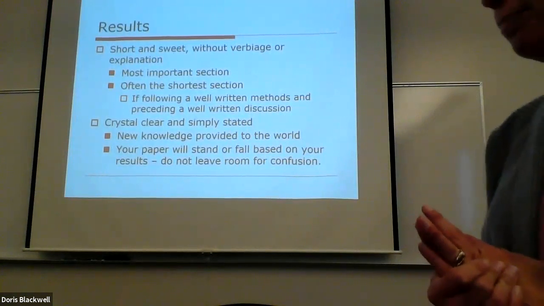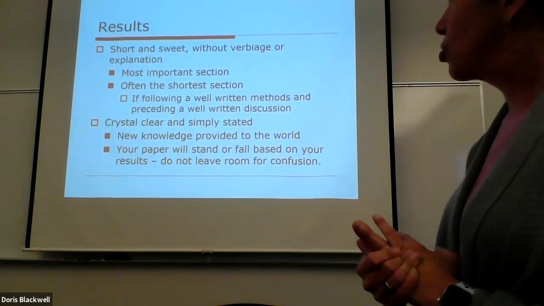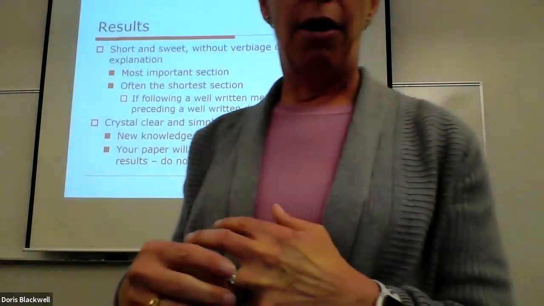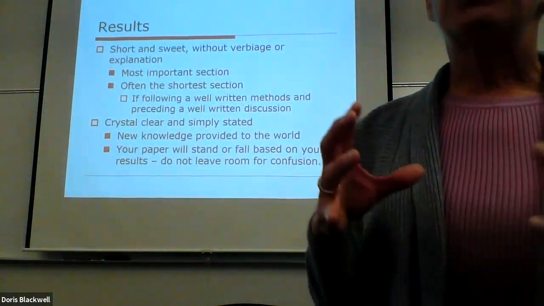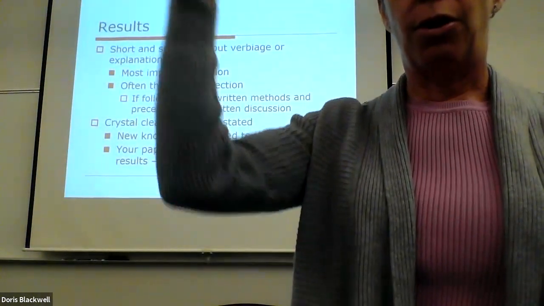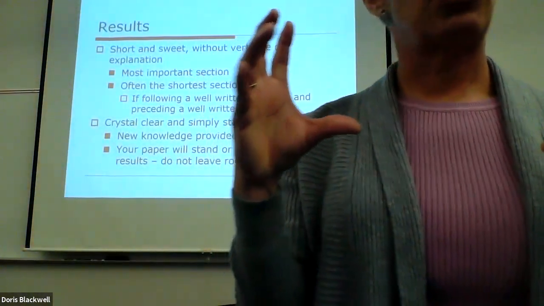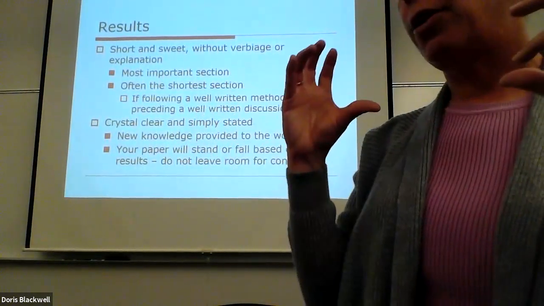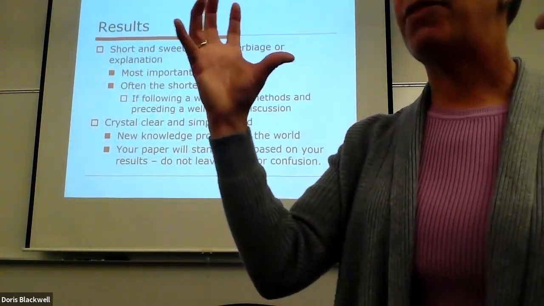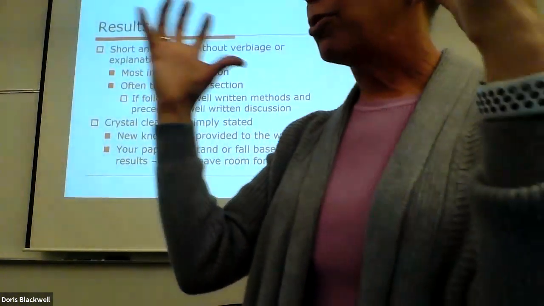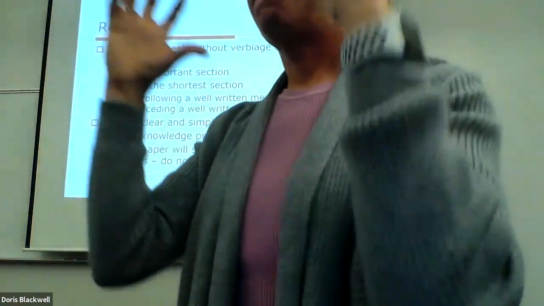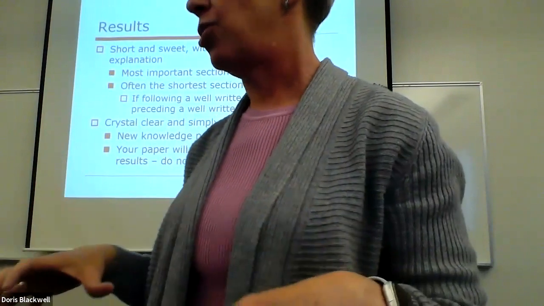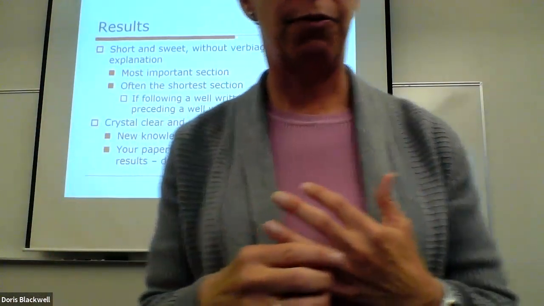When we're thinking about our results section, it needs to be short and sweet, again without too much verbiage, without trying to explain our findings. Most of the time, if you look at your manuscript, the results section is typically the shortest section, and it can be the shortest if it is preceded by a really good method section, right? So you really clearly describe your study and how you conducted your study. Then you have your results, and then it's followed by a really good discussion section that again talks about the findings from your study.